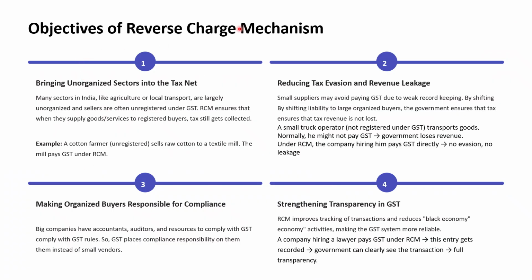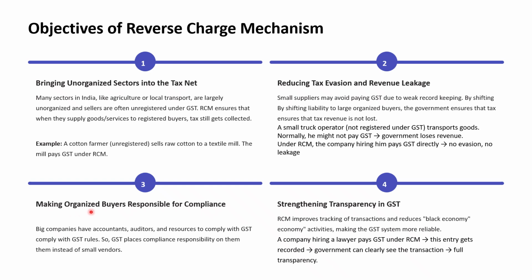Now, the main objectives of RCM. First, bringing the unorganized sector into the tax net. There are many sectors in India like agriculture and local transport, which are considered unorganized, and sellers are often unregistered under this system. So RCM ensures that when they supply goods or services to a registered buyer, tax still gets collected from the recipient. For example, a cotton supplier, that is a farmer, is supplying cotton, being unregistered, to a textile mill. In this case, if the textile mill is registered, then the textile mill will be liable to pay GST to the government.